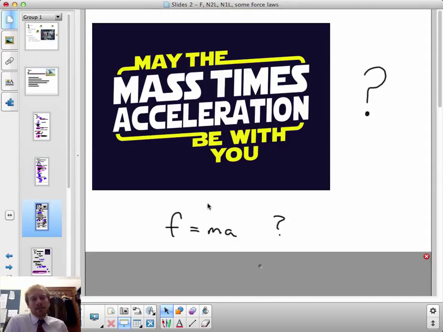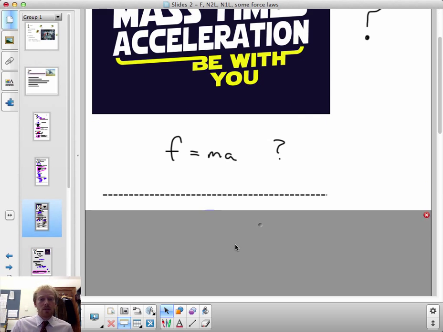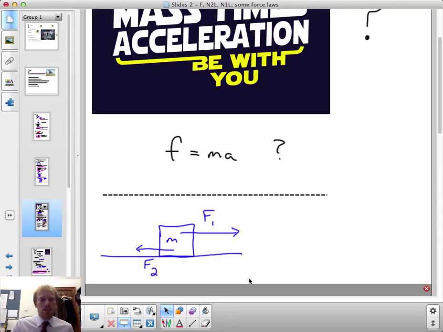I'd like to talk about F equals ma, which you've probably heard because it's out there in culture. Physics teachers don't really say F equals ma for reasons that I'd like to talk about. First of all, what's the acceleration of this block here that has a rightward force on it and a leftward force?